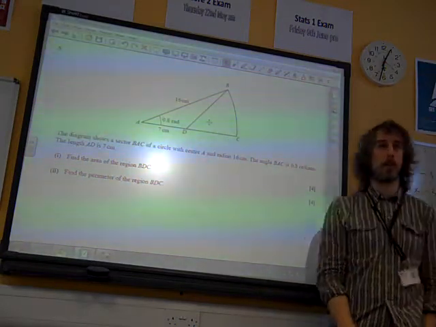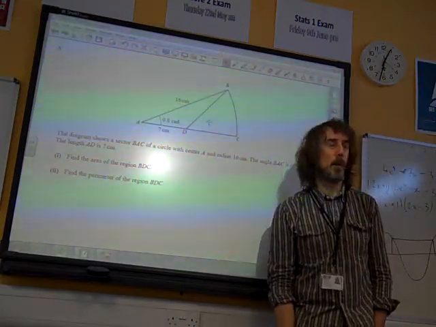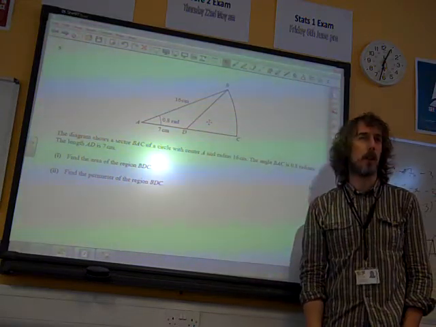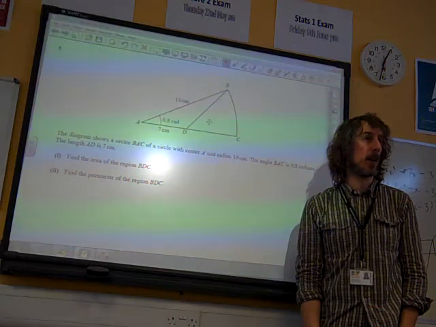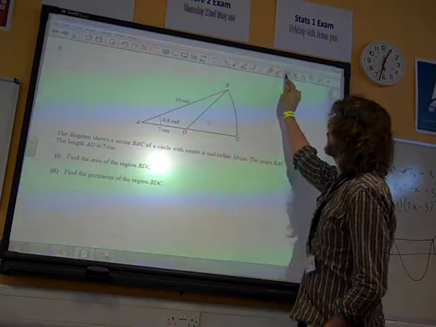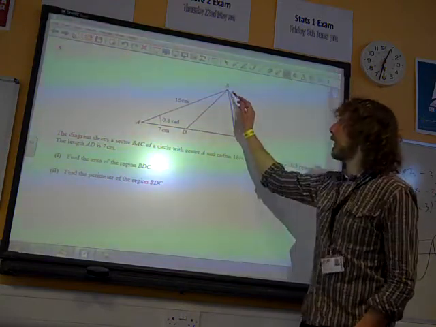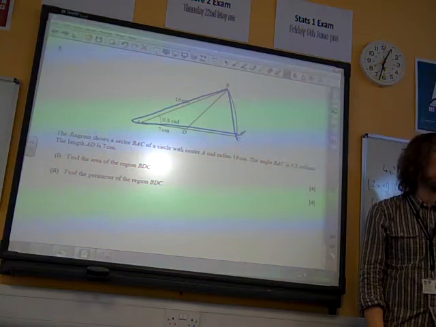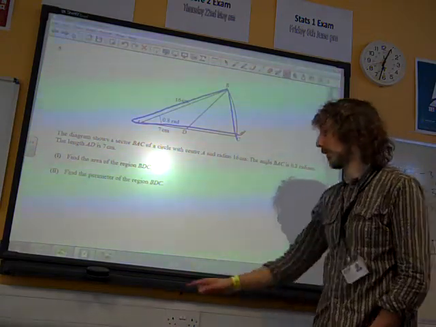Okay, question 5. It's a little bit different, isn't it? Because we're used to finding the area between a triangle and a sector, but we're used to it when the triangle is that triangle instead of the triangle that we've drawn here. So this is slightly different.